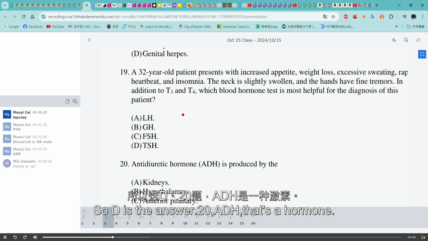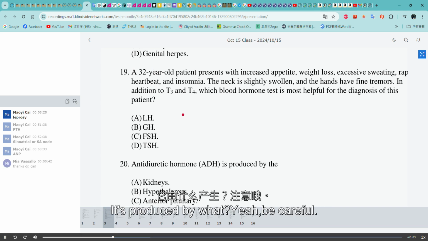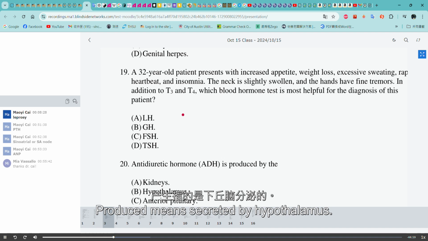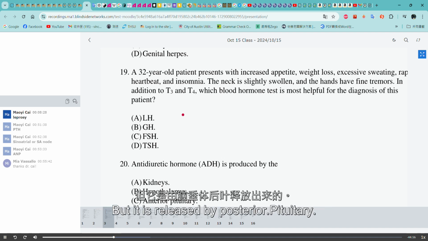20, ADH, that's a hormone. It's produced by what? Yeah, be careful. Produced means secreted by the hypothalamus. But it is released by the posterior pituitary.